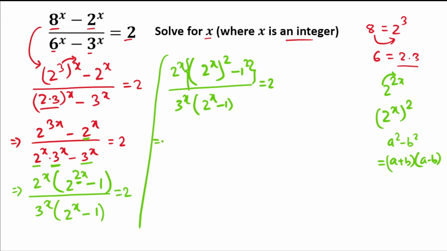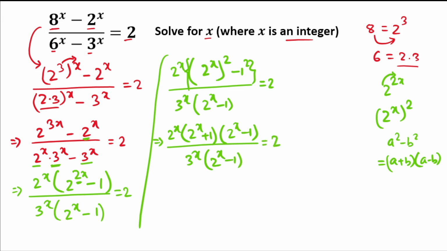So here it is 2 raised to the power x outside the bracket, and this value we will write as 2 raised to the power x plus 1 multiplied by 2 raised to the power x minus 1, divided by 3 raised to the power x, times the bracket 2 raised to the power x minus 1, and on the right hand side we have 2. Now in the next step we will simplify it. In the numerator 2 raised to the power x minus 1 and the denominator will be cancelled, so we are left with 2 raised to the power x multiplied by 2 raised to the power x plus 1 in the numerator, and 3 raised to the power x in the denominator, that is equal to 2.